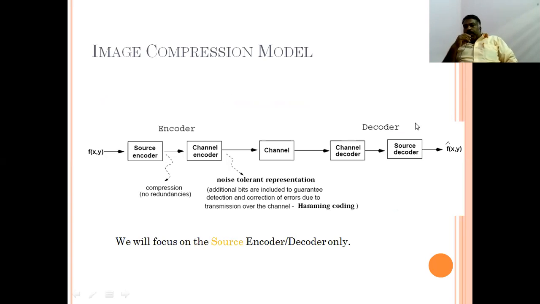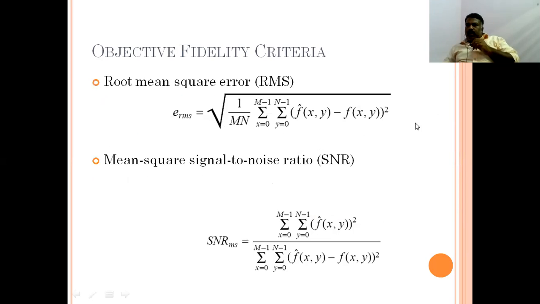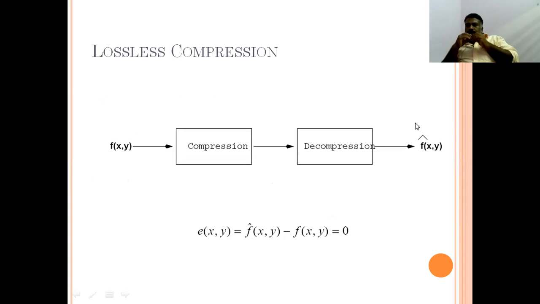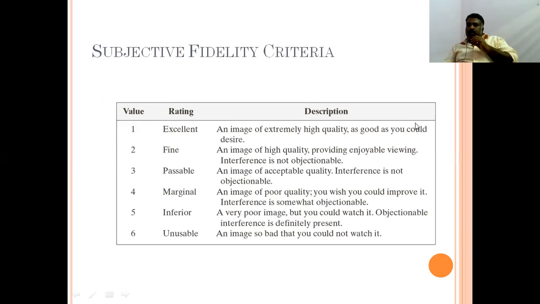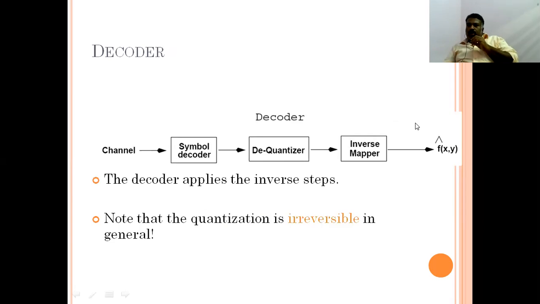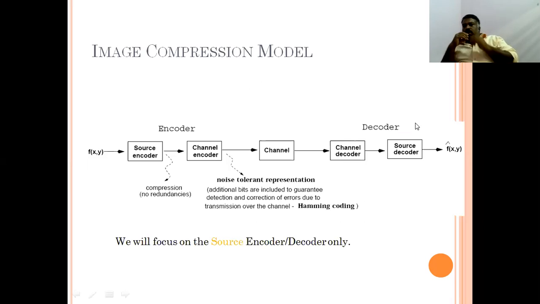Then the image compression model. Generally, you can see the compression model is categorized into two major types: lossless compression and lossy compression. So how does this image compression model carry over? Here you can see the block diagram.